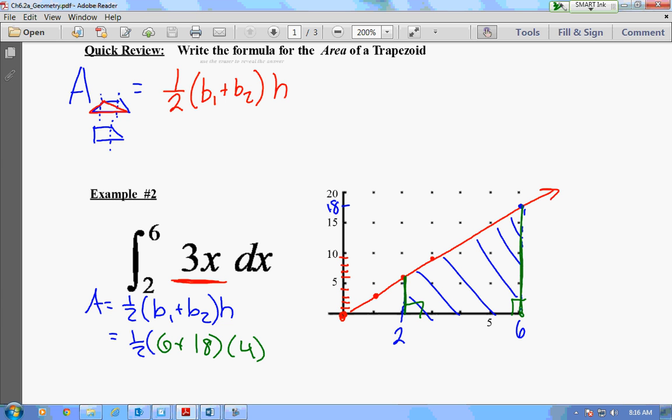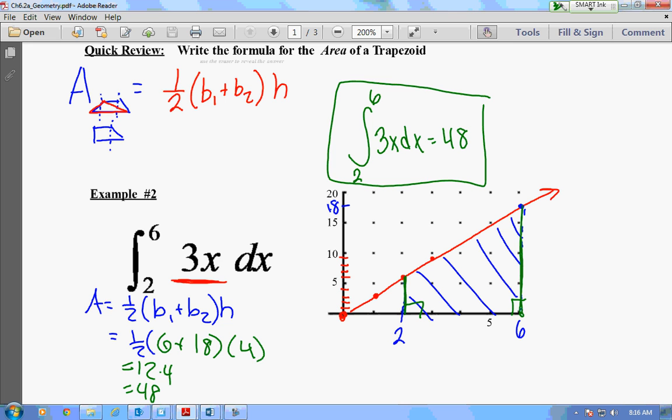Okay, so let's see, 6 plus 18, 24 divided by 2, we get 12 times 4, so 48. So I would say the antiderivative, or if we integrate from 2 to 6 of the function 3x dx, we get 48. Okay, would you go to example 3 and try that one by yourselves, please?